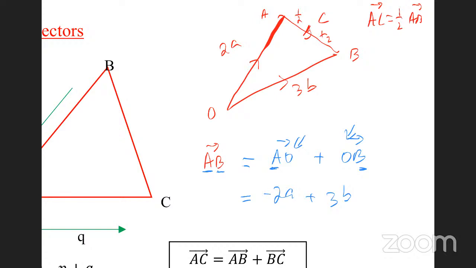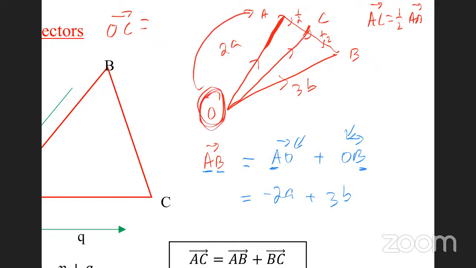So suppose I ask the question, what is OC? Then, for me to find OC, I have to find the alternate path, the arrow from O to C. That's okay? Look at the triangle. What's the alternate path from O to C? I can start at O, and I go into A, then I'm going to C. So the answer will be O to A plus A to C.